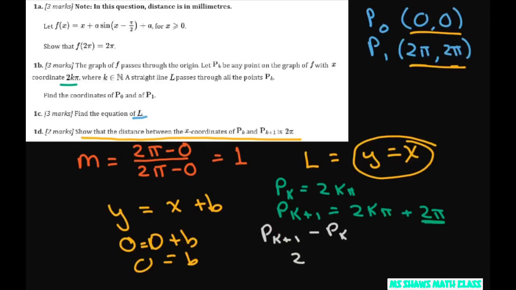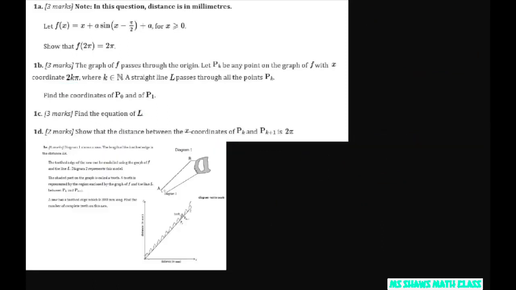So that's going to be 2k pi plus 2 pi minus 2k pi, and it's the absolute value in case you did it the other way, and that's going to equal 2 pi. So that's how we showed that the distance between those two is 2 pi. All right, next we have this little diagram. It's a little confusing. Let's read it.